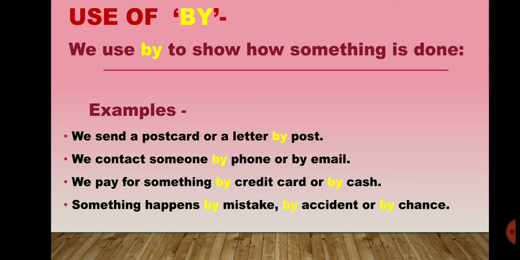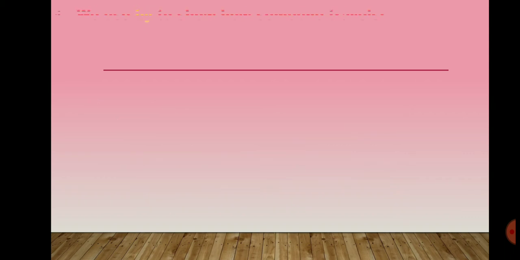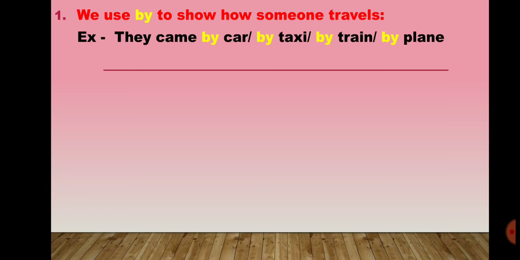In the first sentence, you can see the postcard is sent by post. The person contacts someone by phone or by email. And in the third sentence, the person pays for something by credit card or by cash. And in the last sentence, you can see that something happened by mistake, by accident or by chance. We use by to show how someone travels. They came by car, by taxi, by train, by plane.